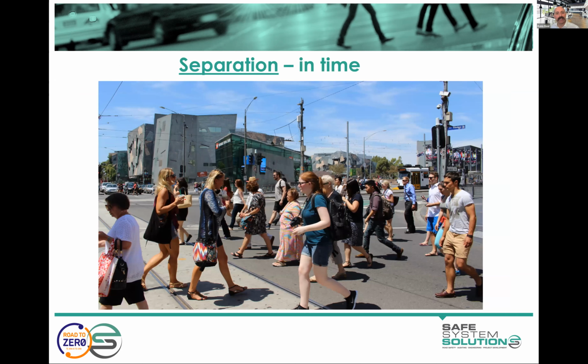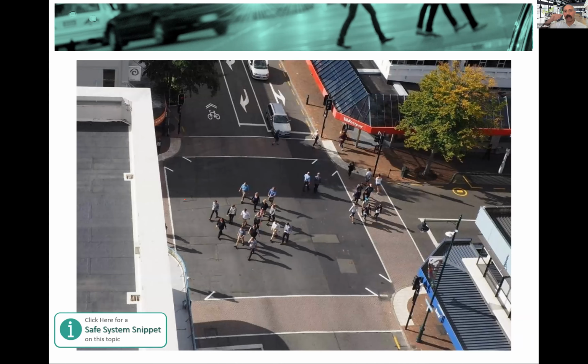Separation in time is basically utilising that same bit of road for pedestrians at one point in time and vehicles at another. So your pedestrian signals and the like, very much that. Or scramble crossings, very much that.